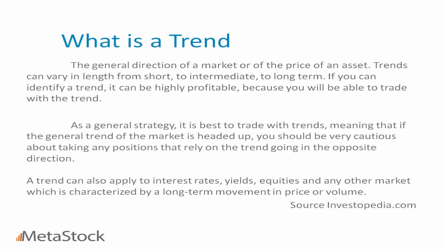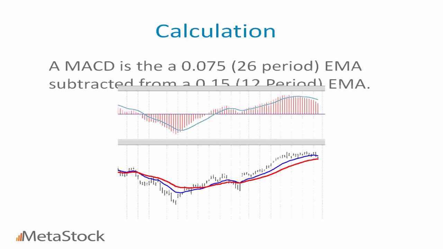Now, the calculation of the MACD is very, very easy. A MACD is a 26-period exponential moving average subtracted from a 15-period exponential moving average. So here in the MetaStock graph we've got the 26-period exponential moving average, and we've got the 15. If we were to take the value of the 26 and subtract it from the 15, what you're going to get is the red line on here. And it's great at helping you understand where the trend is.